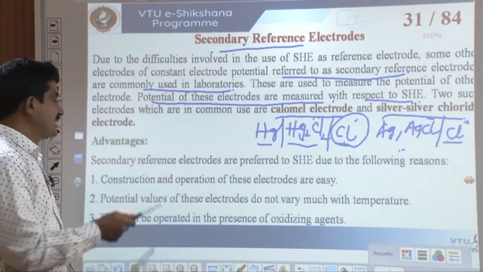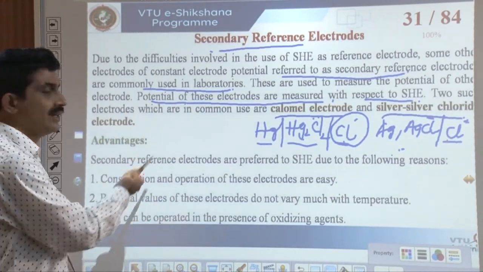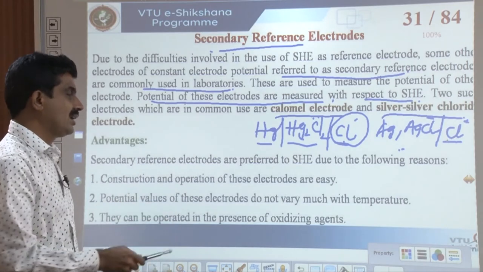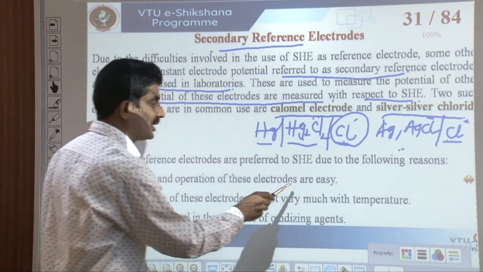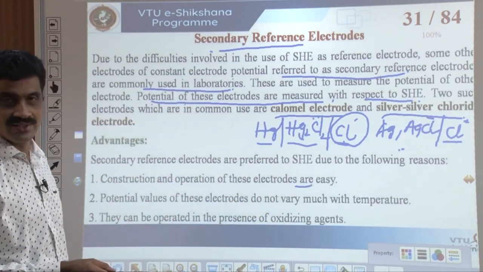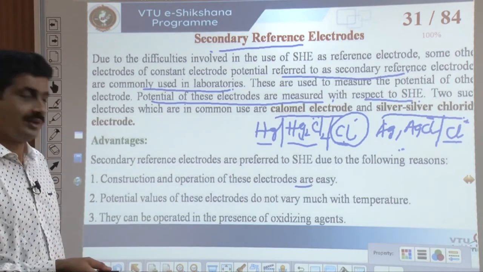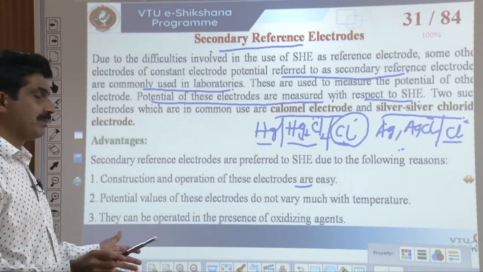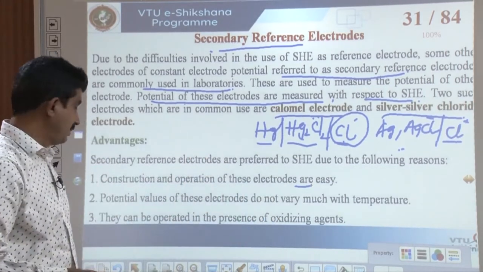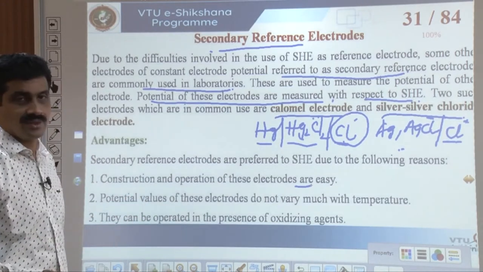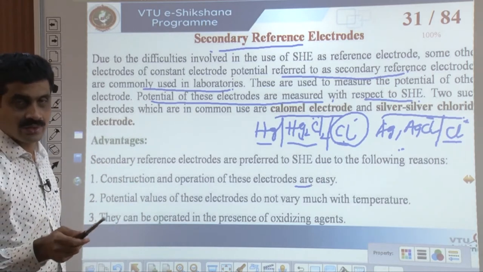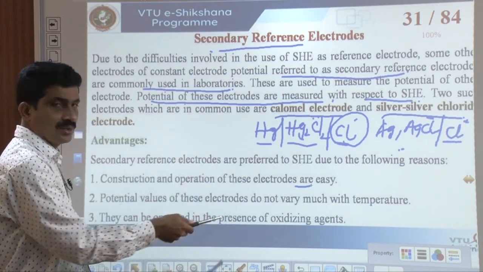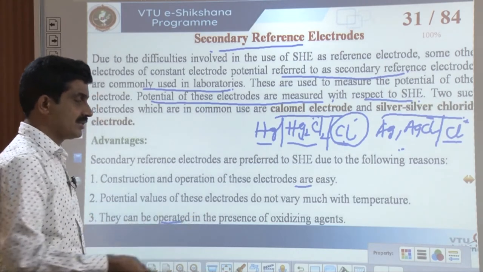What are the advantages of the secondary reference electrodes compared to the standard hydrogen electrode? They are preferred because construction and operation are quite simple, and maintenance is very easy. Potential values do not vary much with temperature; they exhibit constant potential over a wide range of temperature. These electrodes can also be operated in the presence of oxidizing agents, whereas the standard hydrogen electrode cannot be used in the presence of strong oxidizing and reducing agents.